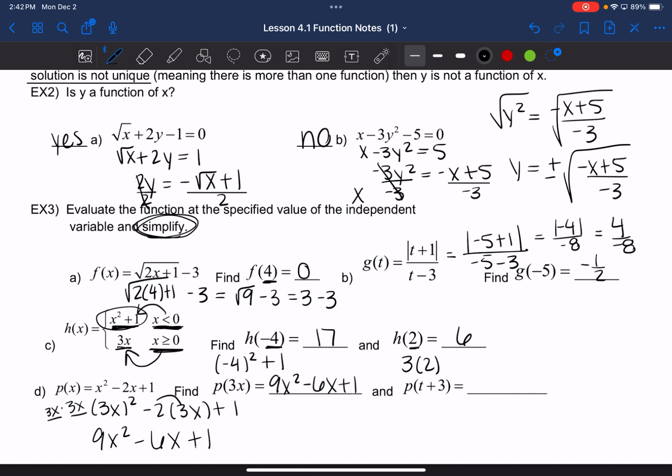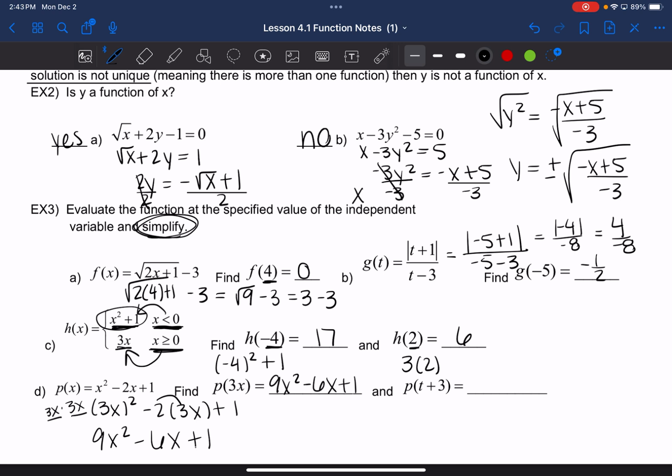PEMDAS: parentheses, exponents, multiplication, division, addition, subtraction. Brackets. Yeah. It's the same thing, just different names. Brackets instead of parentheses, integers instead of the exponents. Yeah, when you have that integer to take care of at the top.